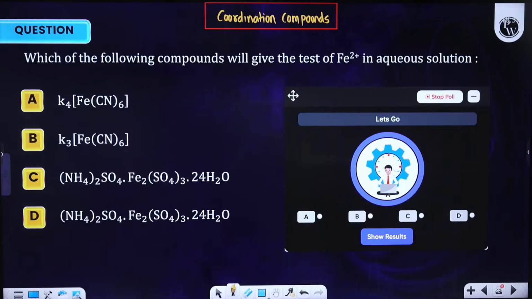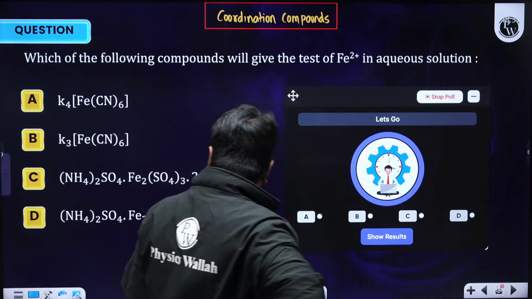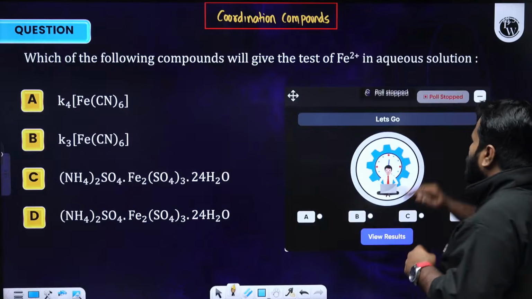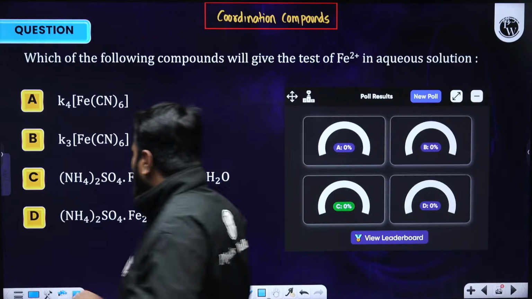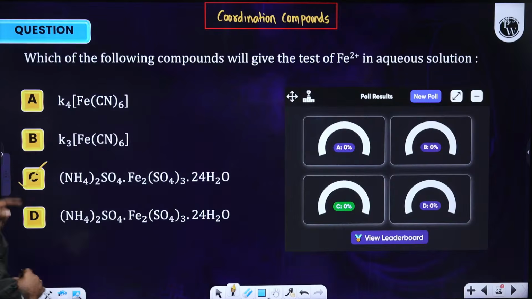Oh, very nice thing here. What are you guys observing here? Both options C and D are the same. So accordingly, let me keep it as C. So what will come? Option C. Why is option C the answer?